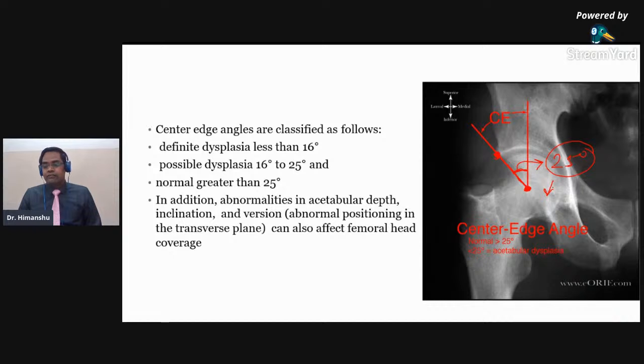Lesser than this, it can have displacement of the joint. Slightly greater than this can be better. But if it exceeds more than 28 to 30 degrees, then I would say there would be relative hypomobility at the joint. So it should be nearly between 22 to 25 degrees. That is a normal center edge angle. All right.